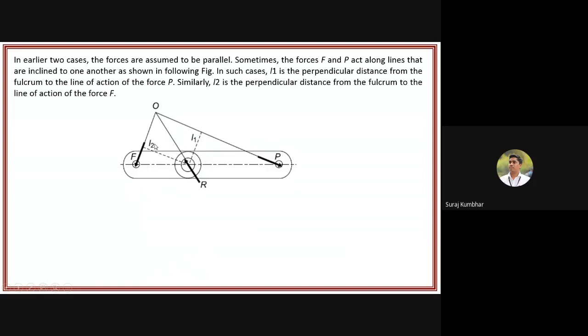So out of these three, the problem may be based on any one type. It may be inclined, or it may be parallel or vertical. But you should know all the possibilities.